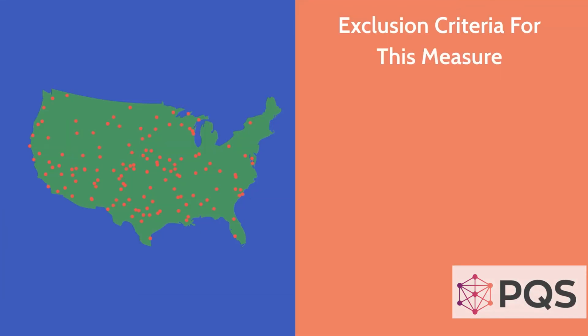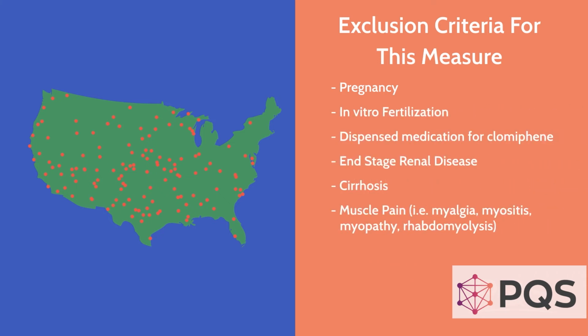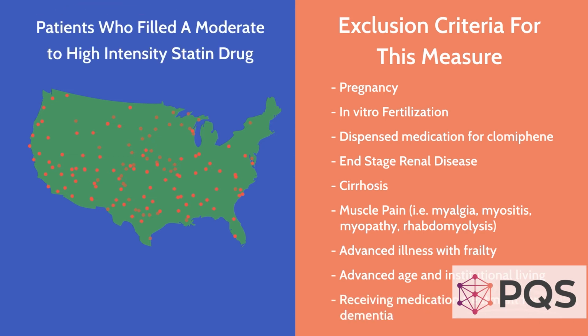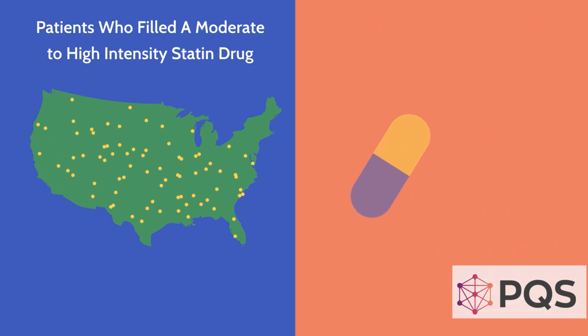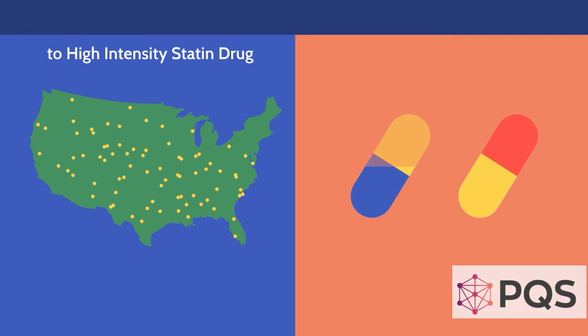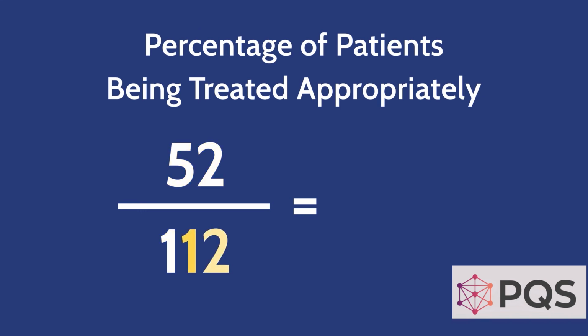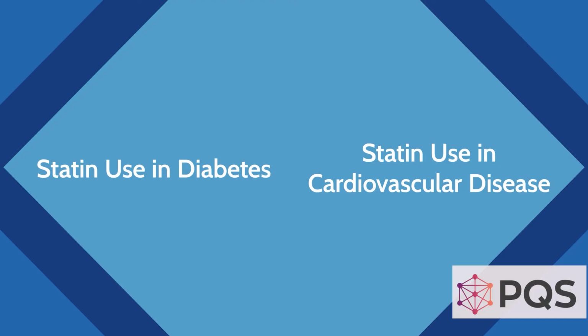So how do we find the numerator? First, we use our exclusion criteria to make sure those with the conditions listed here are taken out of the measurement. Next, we see who received at least 1 fill for a high or moderate intensity statin in the measurement period. The level of statin intensity for this measure matters, unlike our diabetes measurement, which included any strength of any statin medication. The numerator divided by our denominator shows us the percentage of patients being treated appropriately within recommended guidelines.